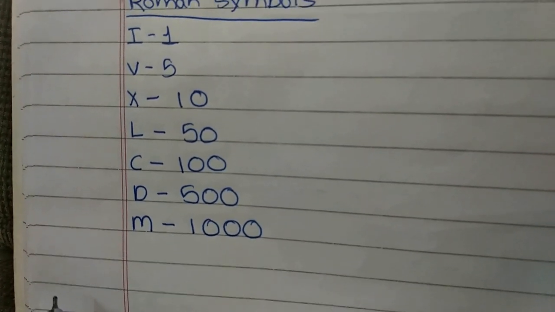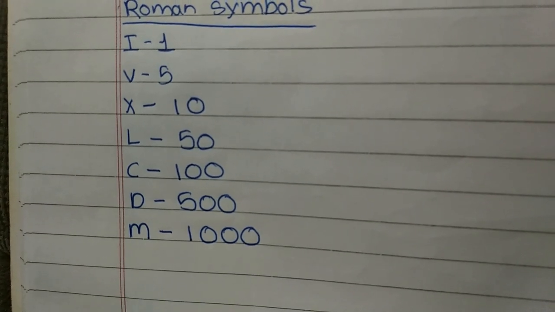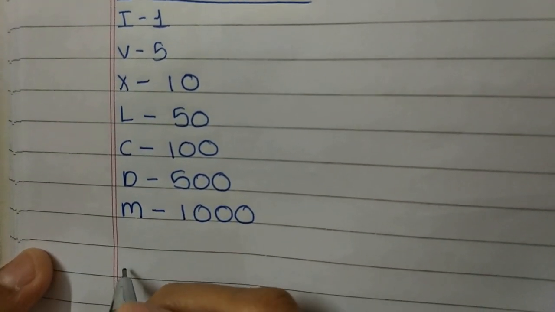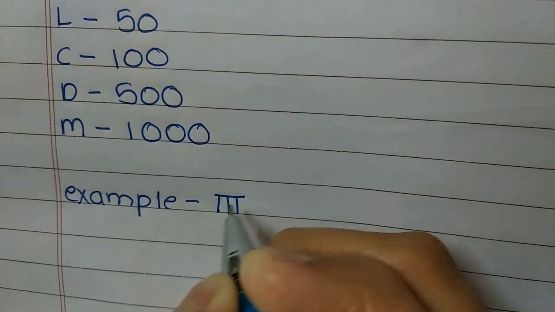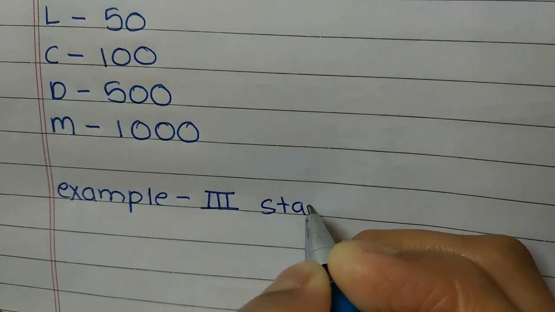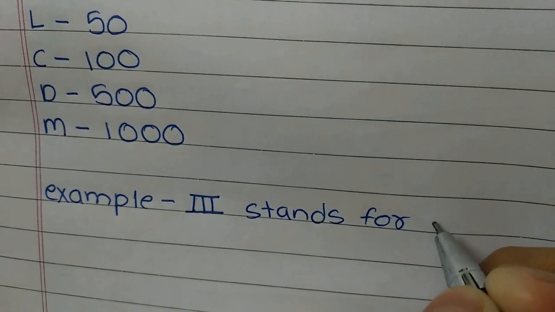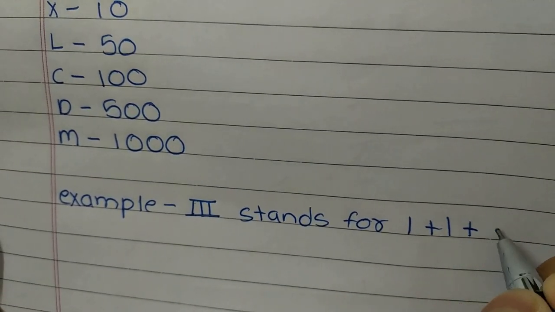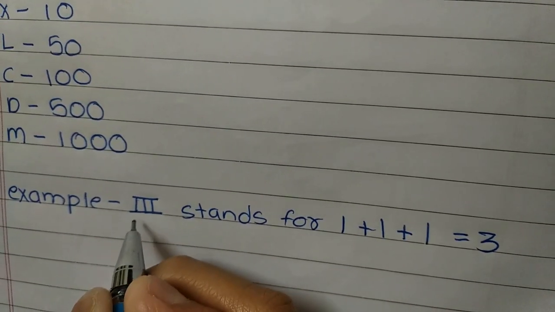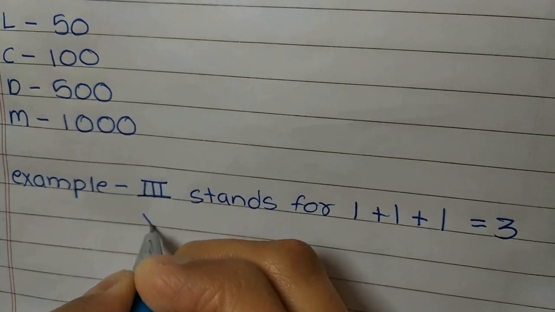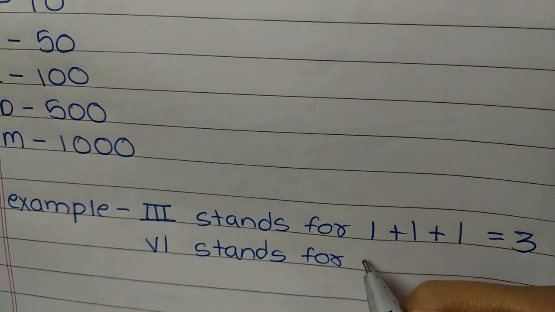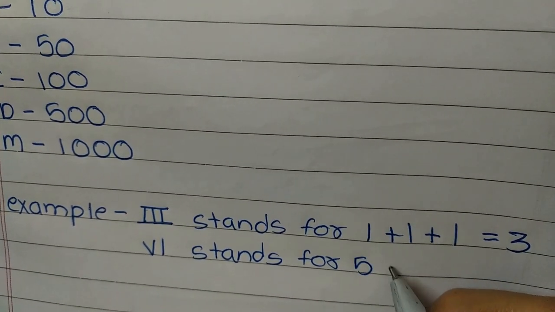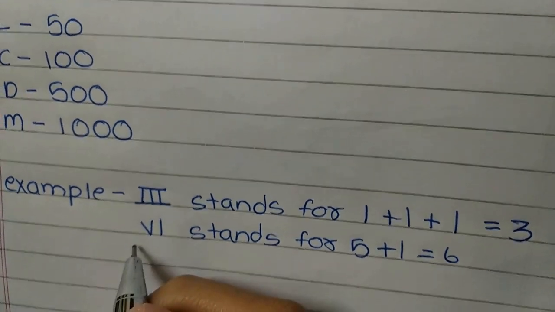Instead of using the place value system, the Romans used different combinations of symbols to write a number by addition and subtraction. For example, III stands for 1 + 1 + 1 = 3. So this number is 3. VI stands for, V means 5, 5 + 1 = 6. So this number is 6.